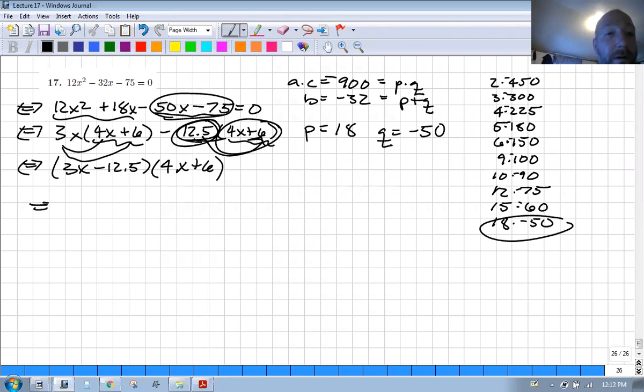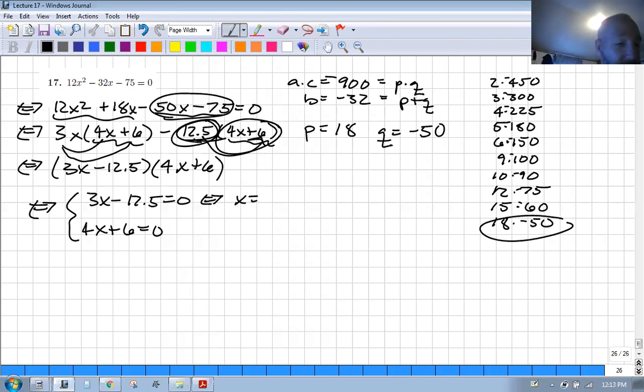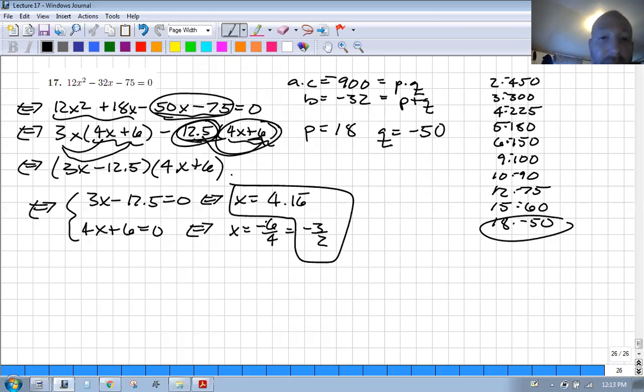So either 3x minus 12.5 is 0 or 4x plus 6 is 0. So this one tells me x is, if I take 12.5 and divide by 3, 4.16 with a bar over it. This one tells me x is negative 6/4 or negative 3/2. Unless I screwed something up. So I don't think I did.